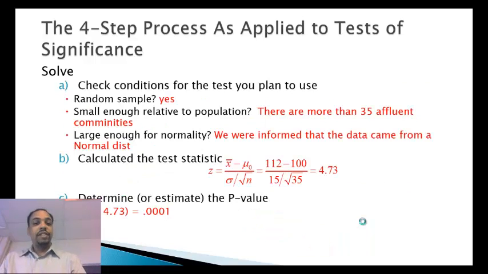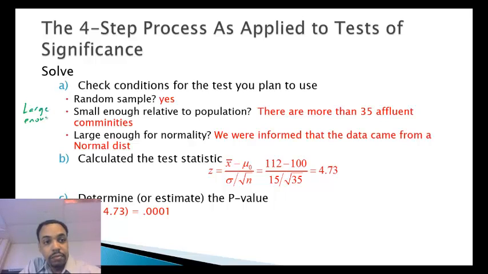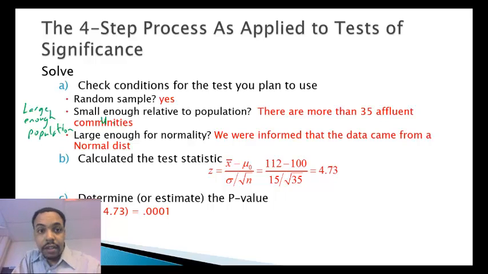Okay, so check the conditions for the test you plan to use. Is it a random sample? Yes. Do we have pretty much a large enough population? Or in other words, is the sample size small enough relative to the population? Yes. Okay, there are more than 35 affluent communities. I guess that's arbitrarily large, right? Can we use normality? We were informed that the data came from a normal distribution, so that's nice.